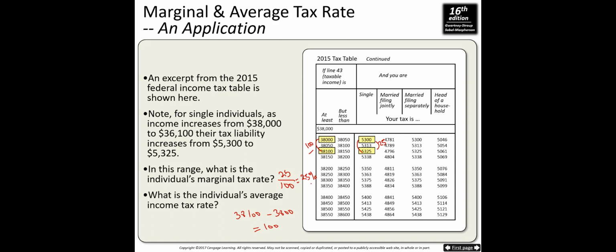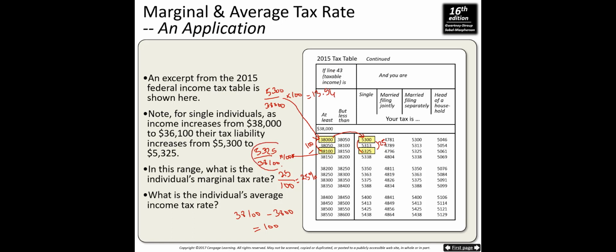What is the individual's average income tax rate? So you can calculate here what percentage of the income this individual is paying in tax, which is 5,300 divided by 38,000. This is the average tax rate, and this is the average tax rate when the person's income increases: 5,325 divided by 38,100. And if you multiply these numbers by 100, you will find the percentage. Let's calculate the first one. 5,300 divided by 38,000 is 13.94.